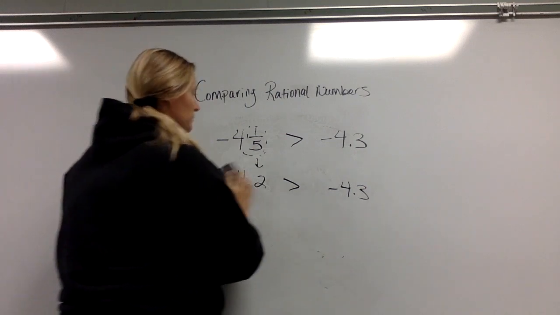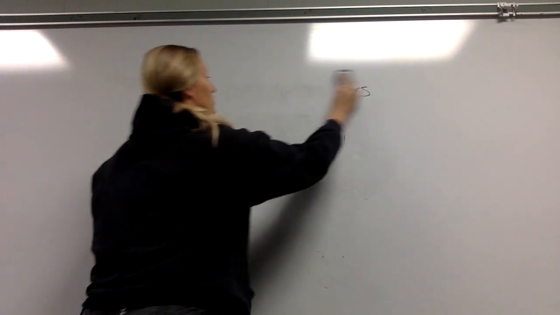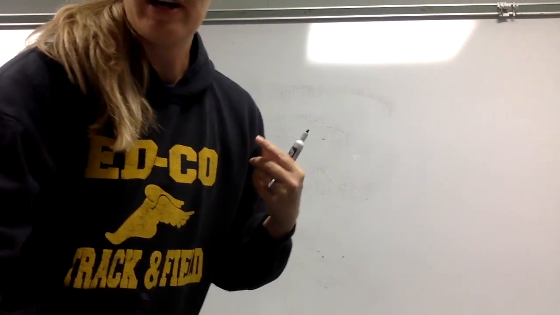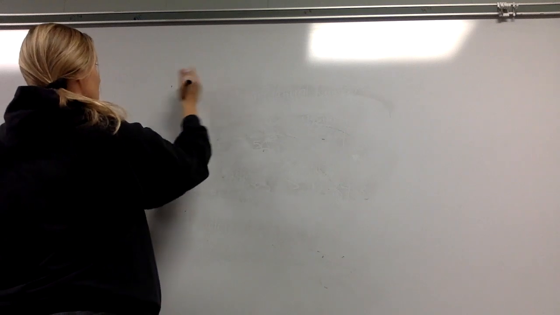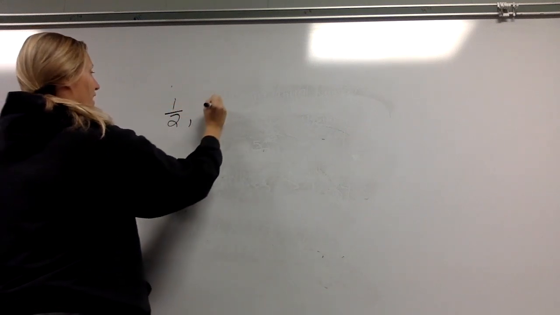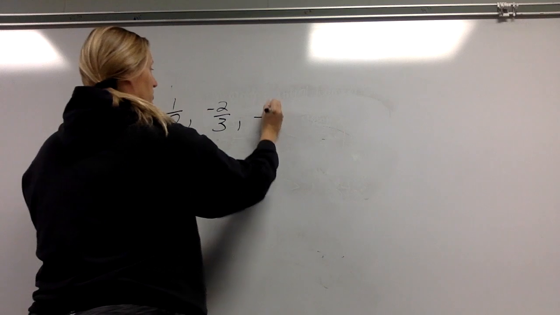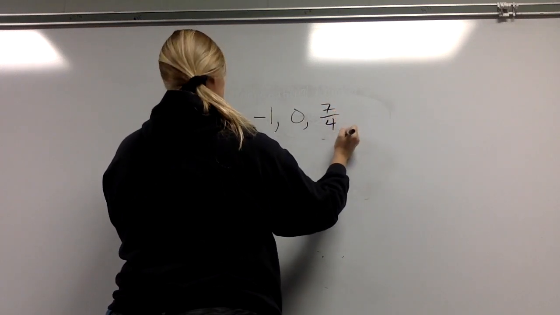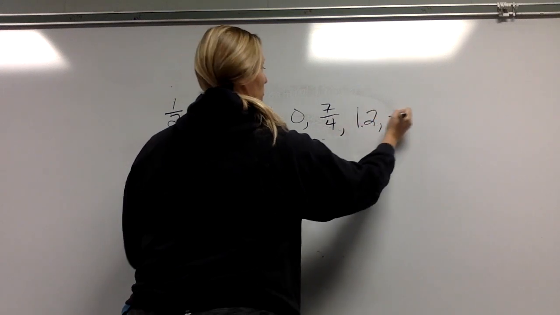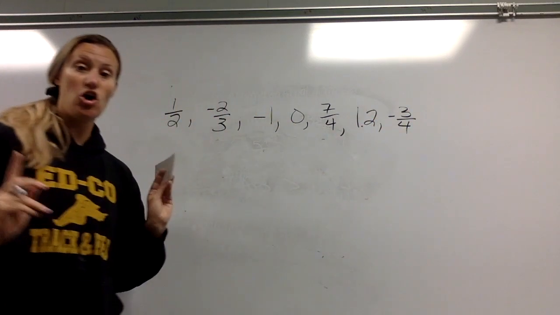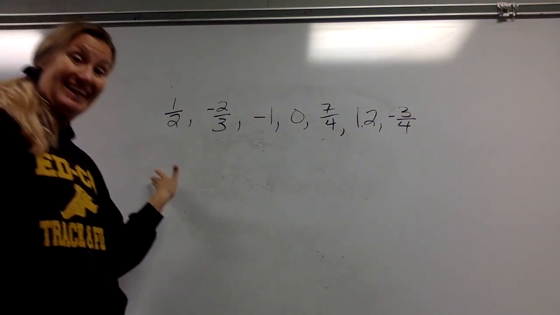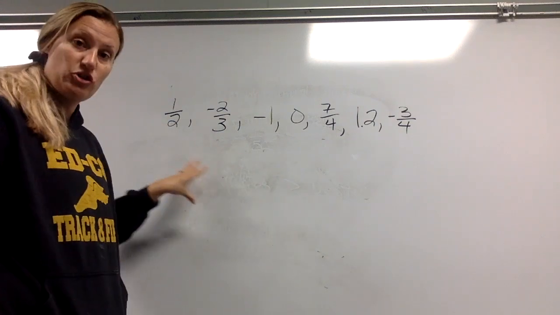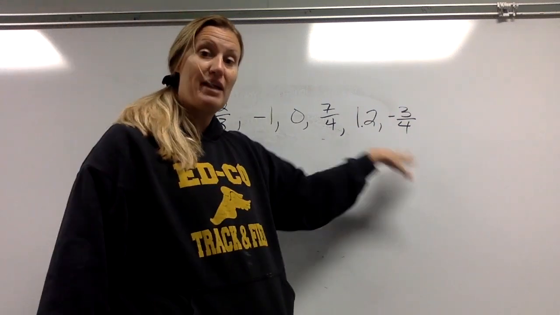Okay, now we're going to talk about ordering these rational numbers. So getting a good chunk of them and putting them in the correct order. So let's say we had 1/2, negative 2/3, negative 1, 0, 7/4, 1.2, and negative 3/4. So we need to put all of these numbers in order from least to greatest. Now in a number line, you know the negative numbers are always to the left, the positive are to the right with the 0 in the middle.